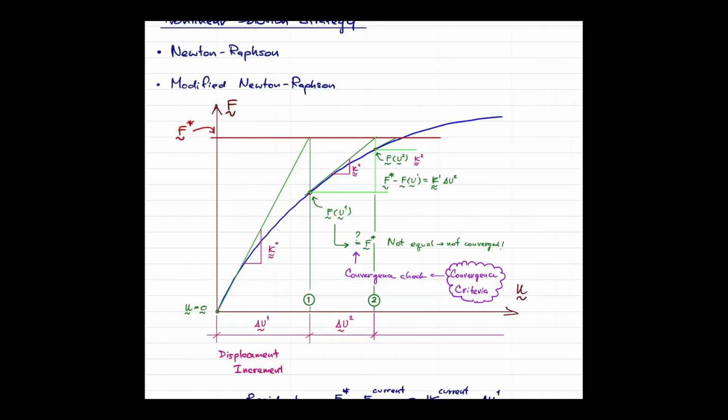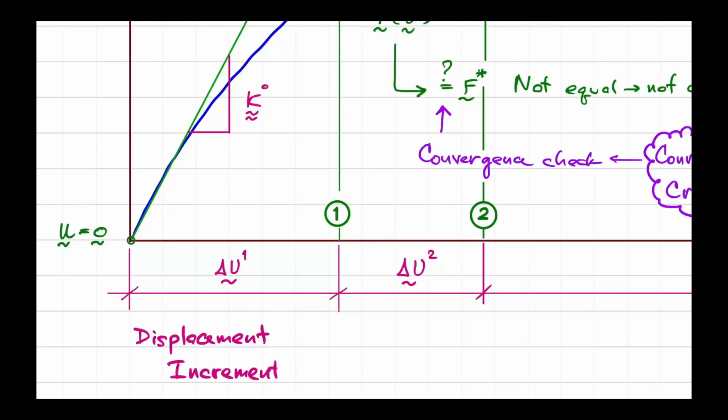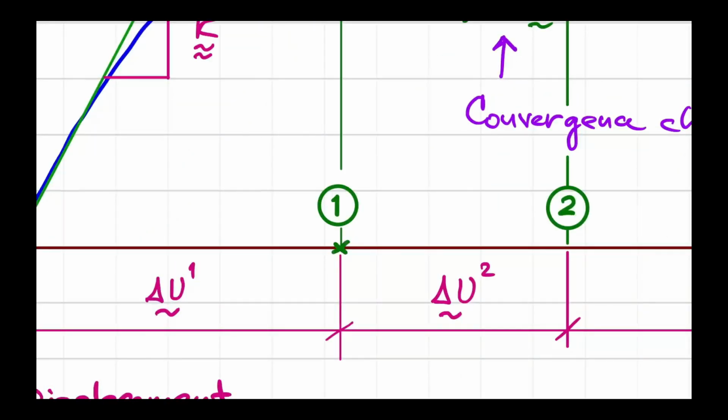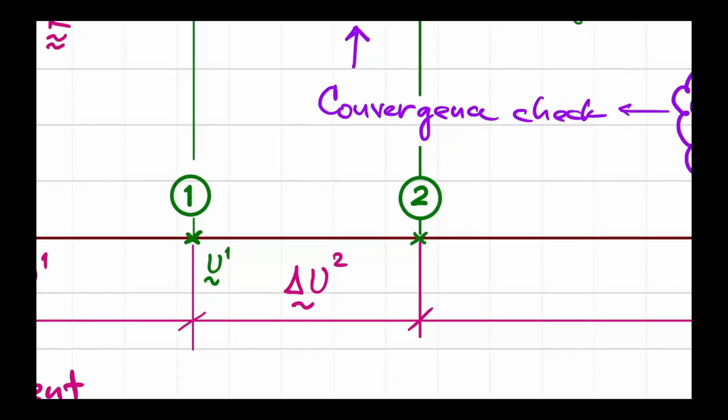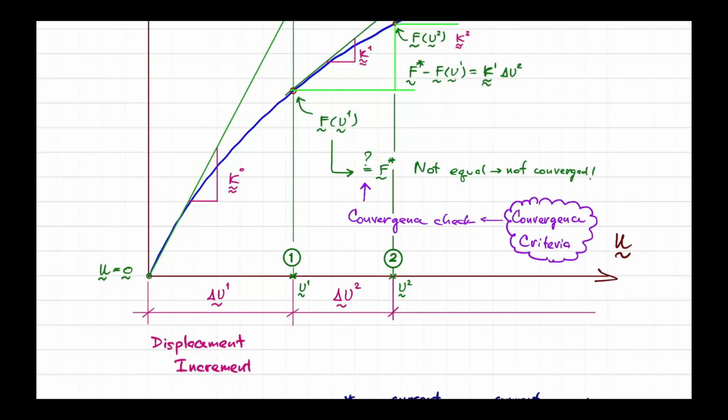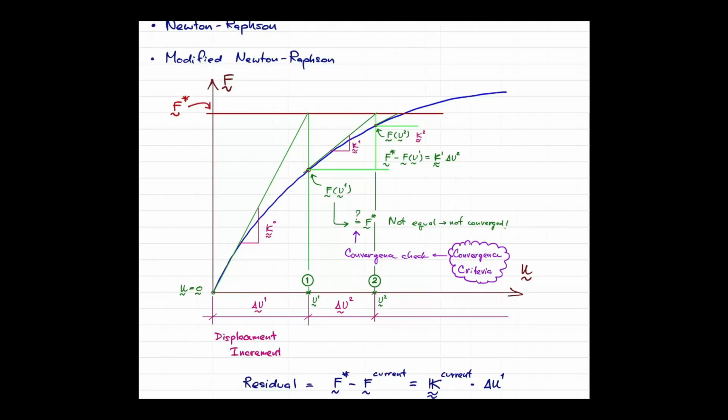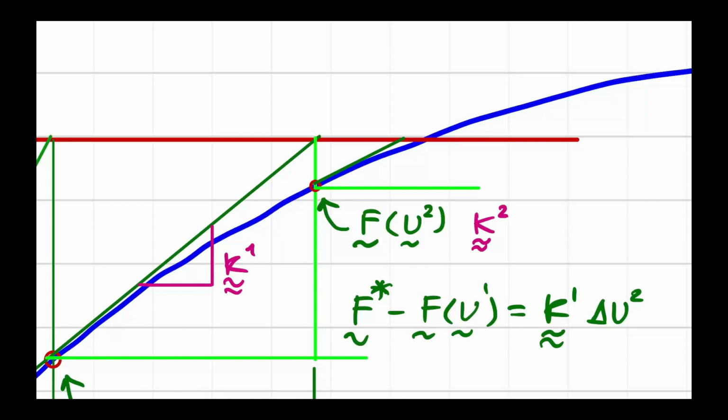Make it like this. So we can call this point U1, this point U2. Okay. Once done, again the first thing that you do is to check the convergence.